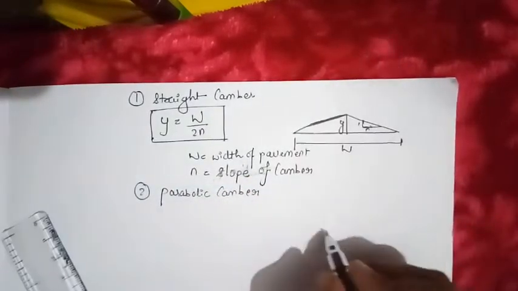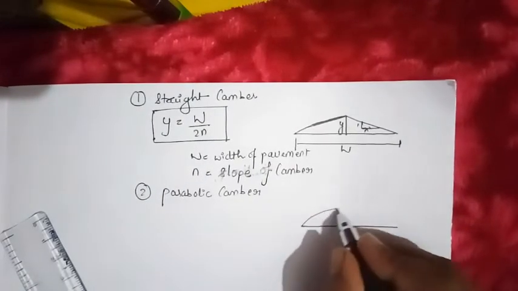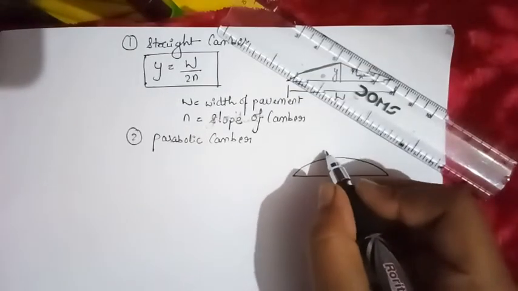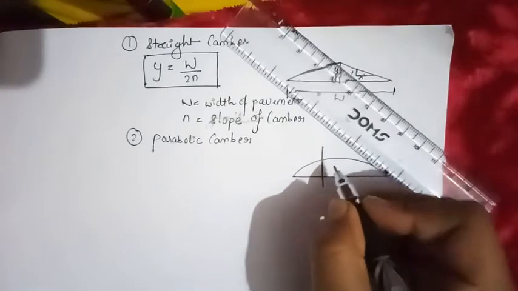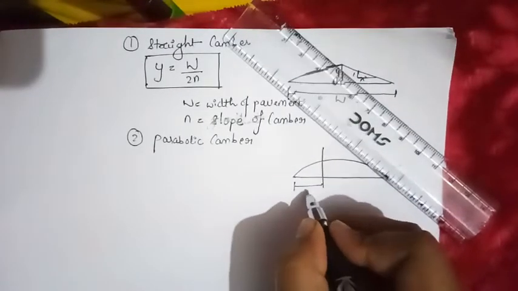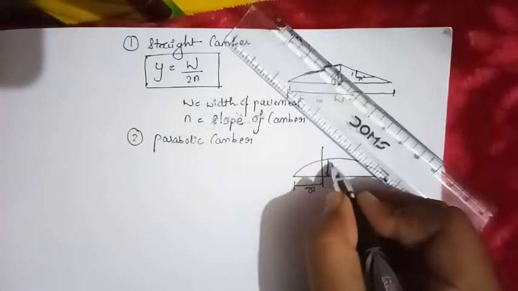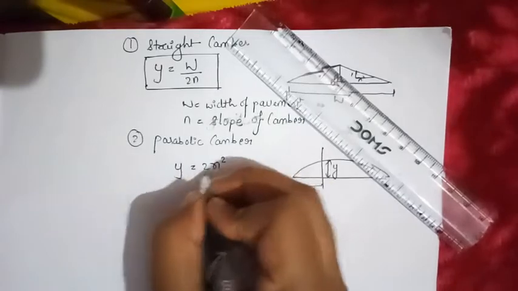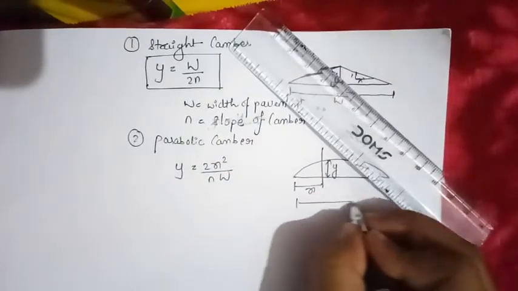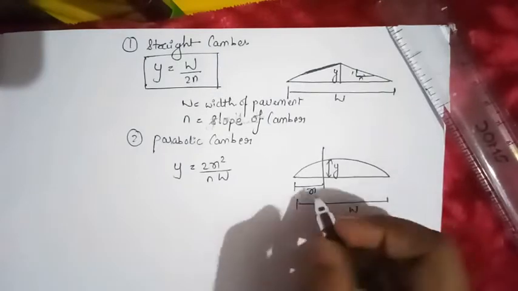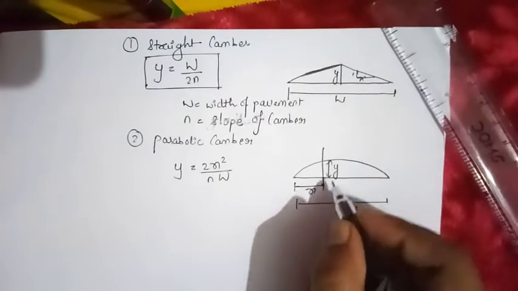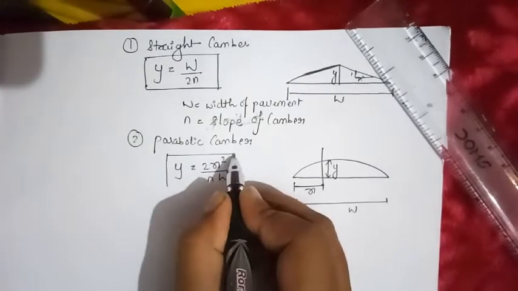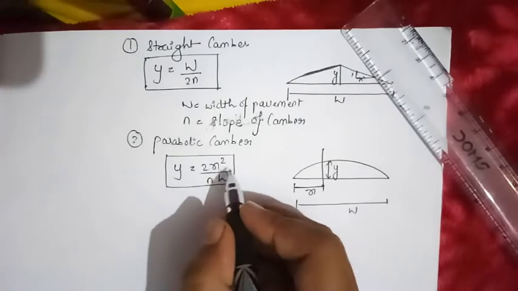When the cross slope provided on the pavement is parabolic in nature, it is known as the parabolic camber. If we want to find the height of a camber at any section, for example, at the section X, this is the height Y. So its formula is Y is equal to 2x square upon NW. W is the width of the pavement. X is any section at which we want to find the height of a camber. N is the slope of the camber.